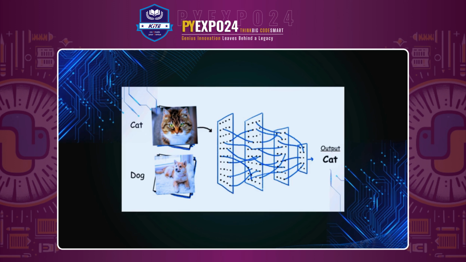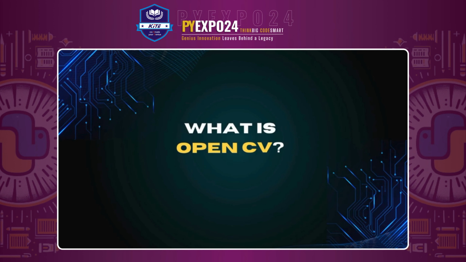Once the model is trained, it can be used to predict the classes of new and unseen images by analyzing their features and comparing them to the patterns learned during training. This prediction process is often referred to as inference.